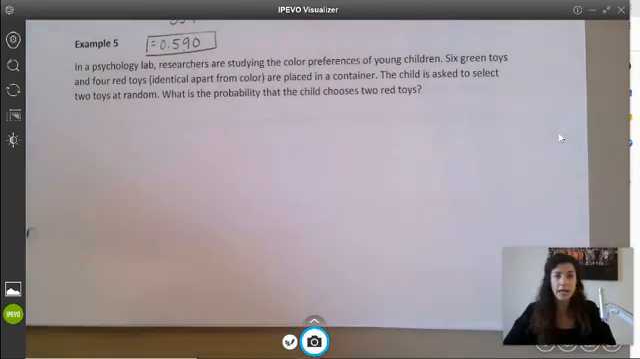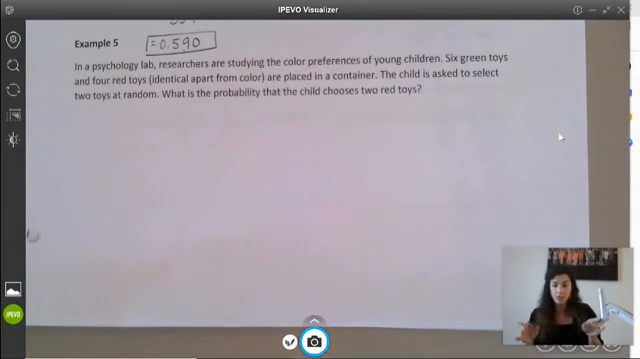In a psychology lab, researchers are studying the color preferences of young children. 6 green toys and 4 red toys, identical apart from the color, are placed in a container. The child is asked to select 2 toys at random. What is the probability that the child chooses 2 red toys?